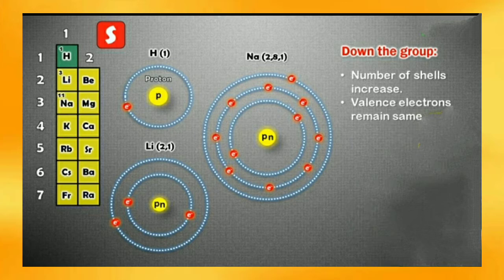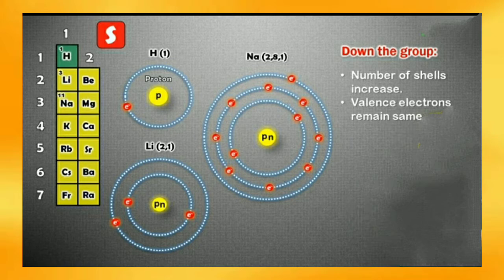So the number of shells has increased, right? Now it has 2 shells. Now in sodium, if you observe it, the electronic configuration is 2, 8, 1. So here also the number of shells has increased. There are 3 shells now. And what we can observe here, children, is that the valence electron is the same, right?